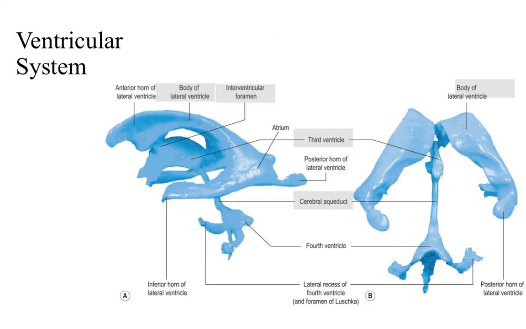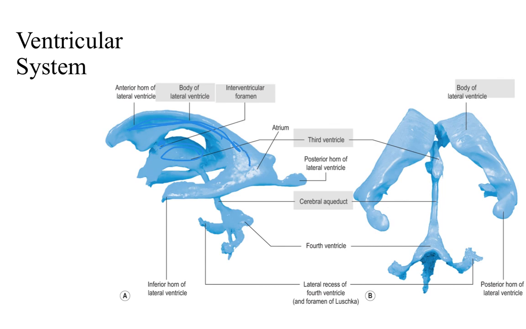So what this picture shows you is a cast of the ventricles. So what they did was they put probably latex within the ventricles of the brain, let it harden, then took away all of the brain tissue, and what you have left is an outline of what the ventricles look like. So here we see the lateral ventricle right here, and here would be the interventricular foramen, which would connect the two, as well as allow it to go into the third ventricle.